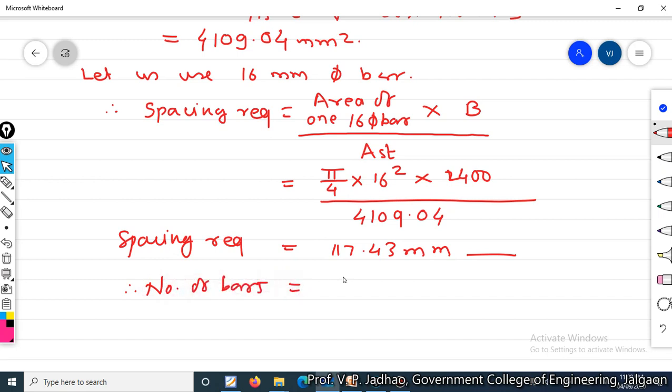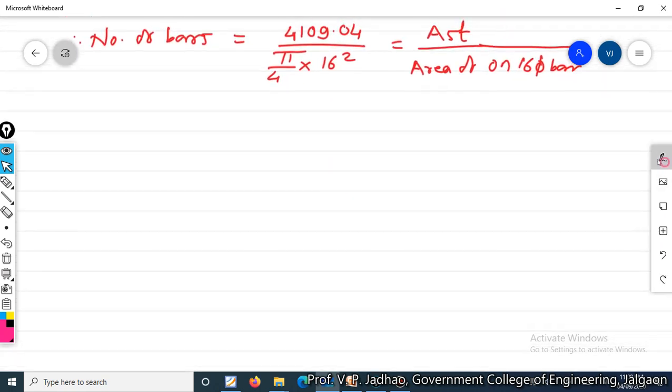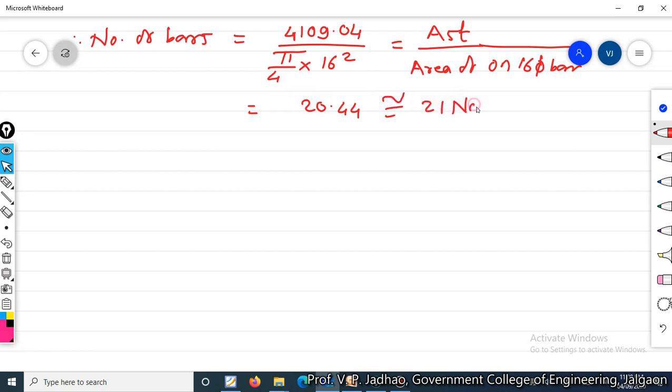Therefore the number of bars will be equal to 4109.04, that is area of steel, divided by area of one 16 mm phi bar, that is pi by 4 into 16 square. That is AST divided by area of one 16 phi bar. So the total number of bars comes out to be 20.44, approximately 21 numbers on the higher side. So we'll be providing 21 bars at the top face.